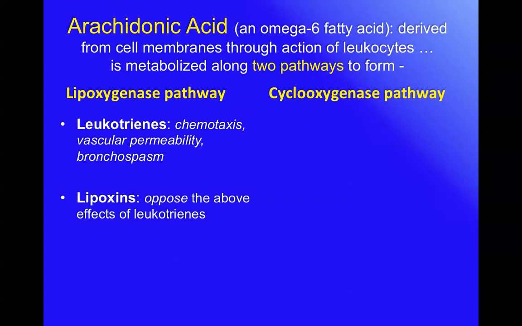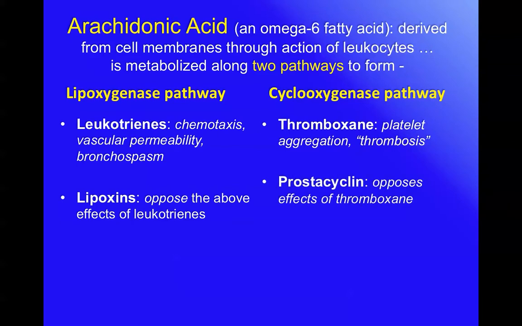The cyclooxygenase pathway produces thromboxane. This promotes platelet aggregation and thrombosis. It also produces prostacyclin, which opposes the effect of thromboxane. And it produces prostaglandins. These are involved in smooth muscle contraction and relaxation. They also mediate pain and fever.